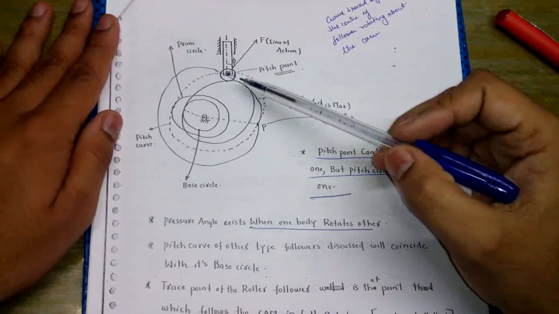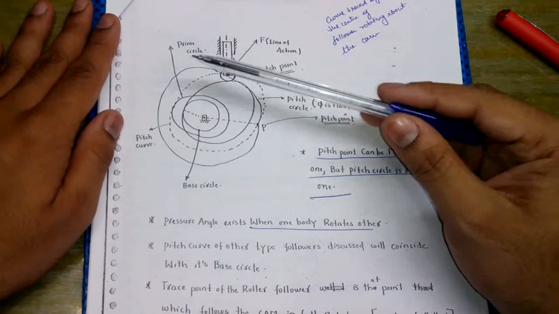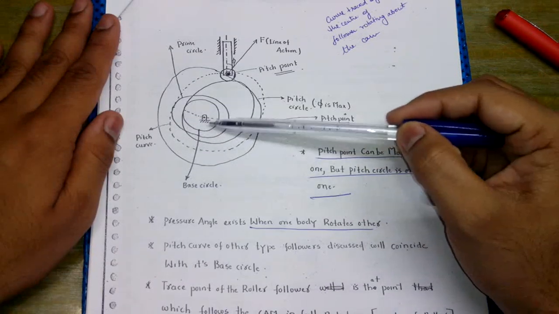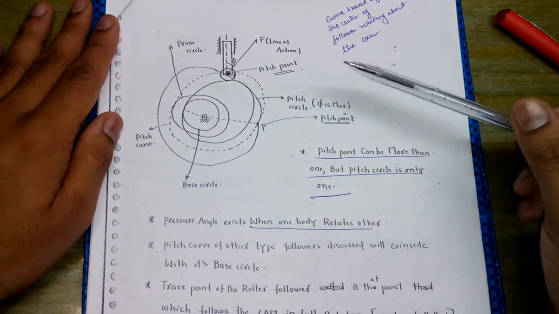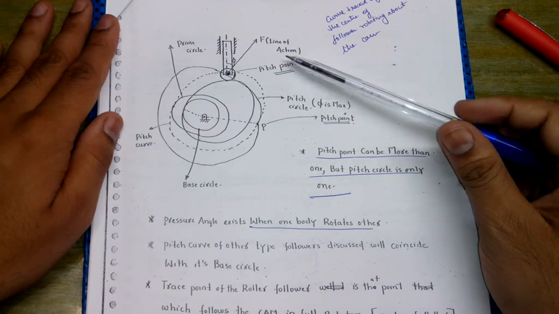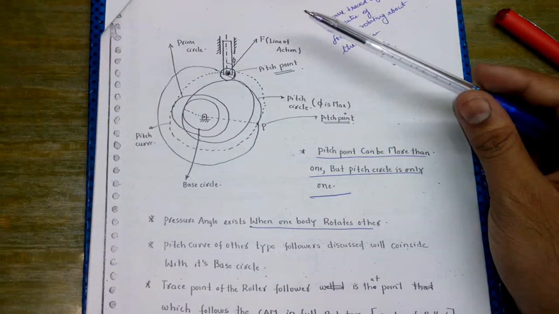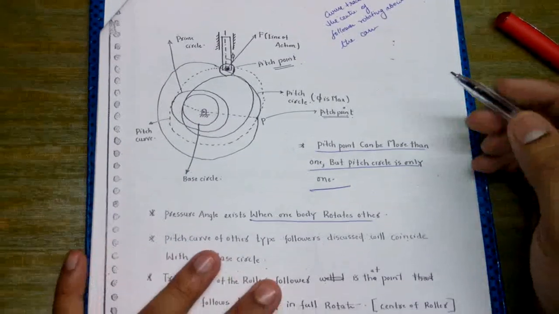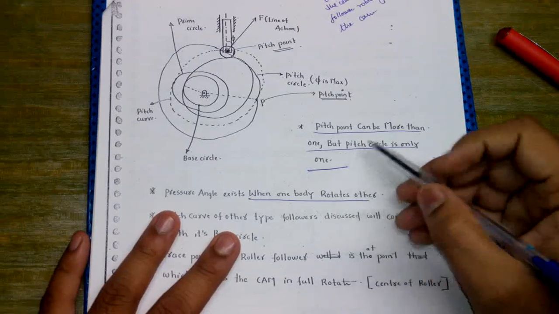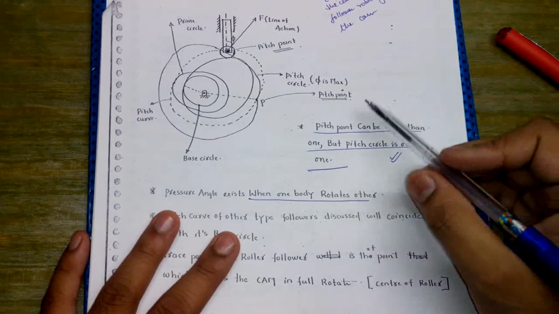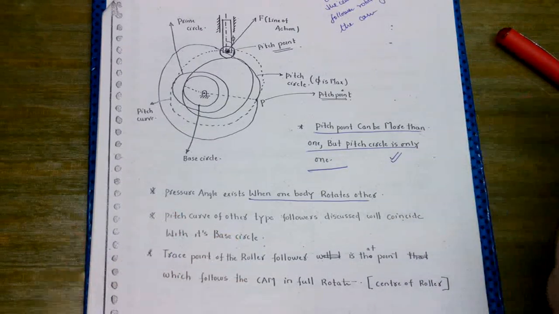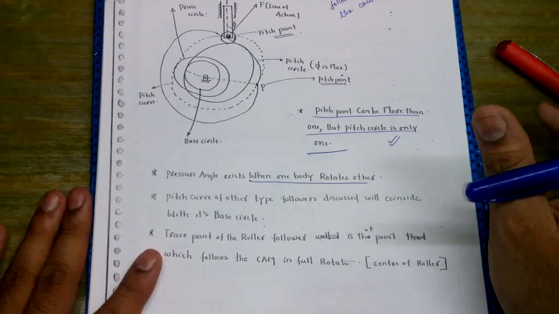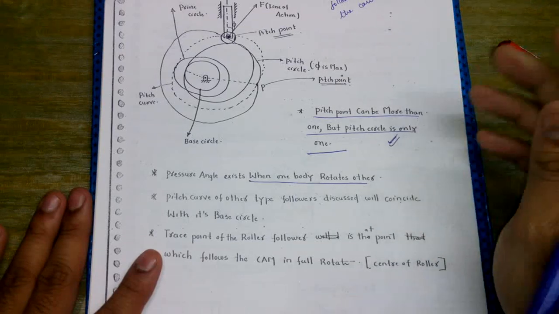So this is the diagram which is showing all the circles. This is the prime circle, then the pitch curve, the base circle, and we also have the pitch circle. This is the pitch point, and the line of action of the follower has been mentioned in this diagram. Now the pitch point can be more than one, but the pitch circle is only one.